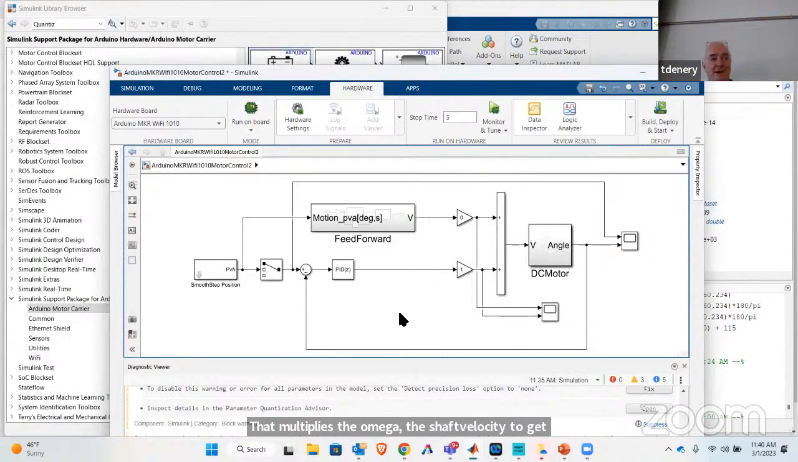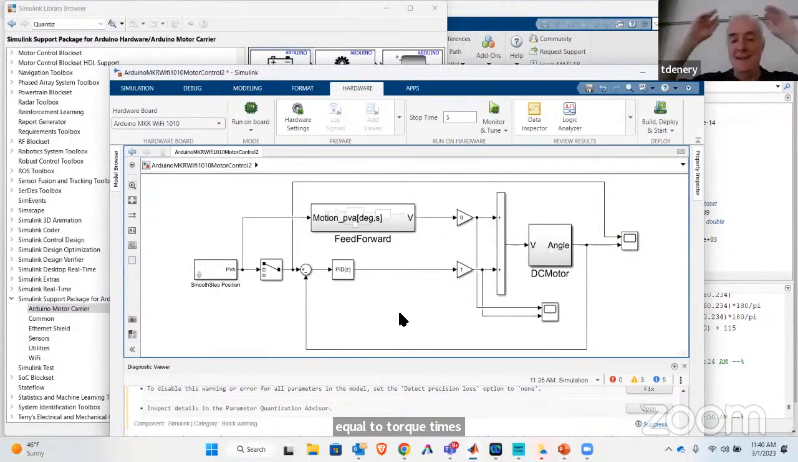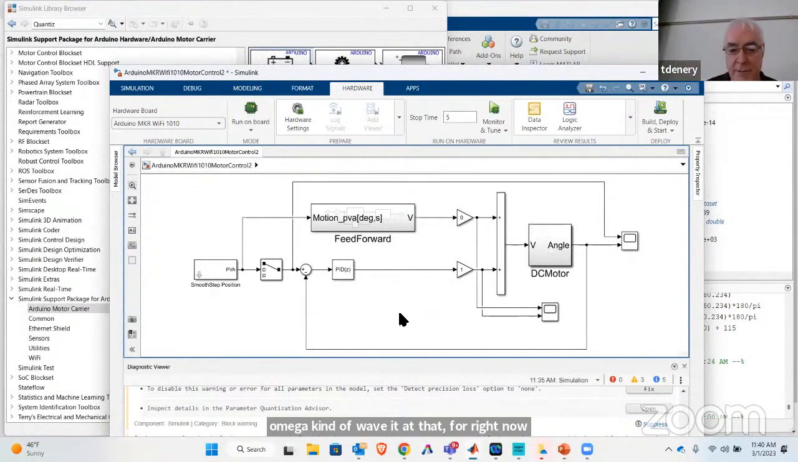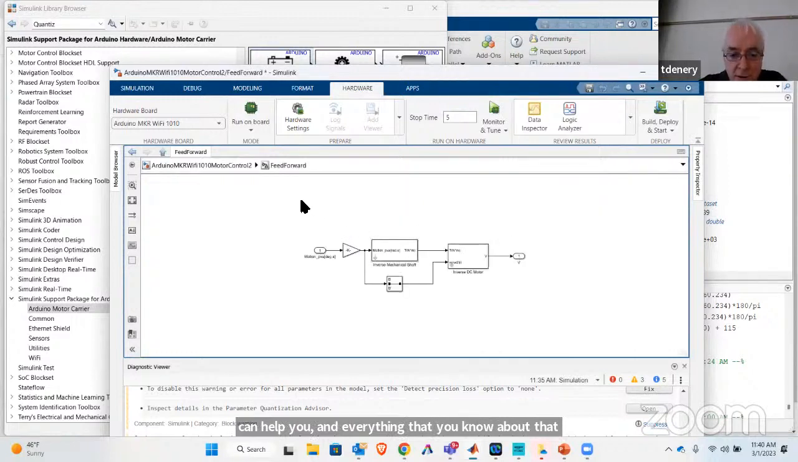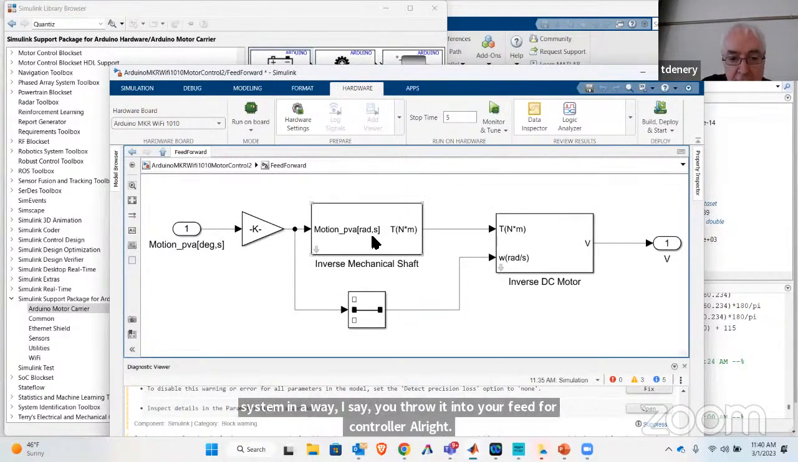Then somebody told me, well, it's really not that hard when you think of voltage times current is equal to torque times omega. I'll leave it at that for right now. It's not as mysterious as you begin to think about the math. But what I want to really talk about is, if you know what those torque constants are, that can help you. And if you know what that mechanical load is, that can help you. Everything that you know about that system, you throw it into your feedforward controller. I'll just get into this to begin with.